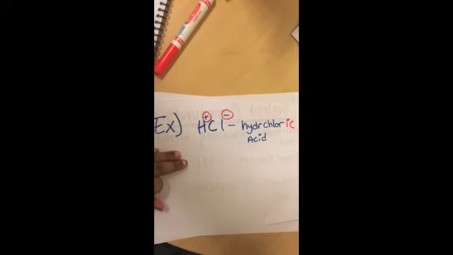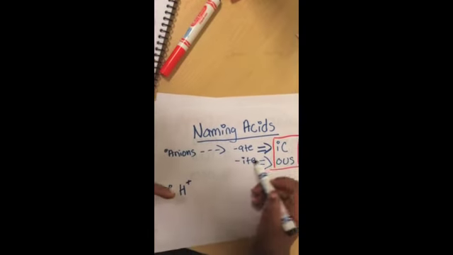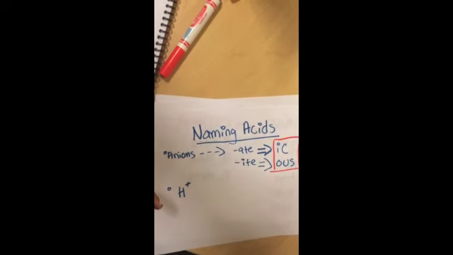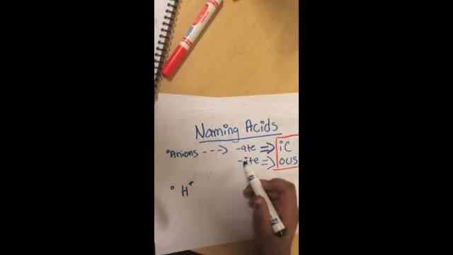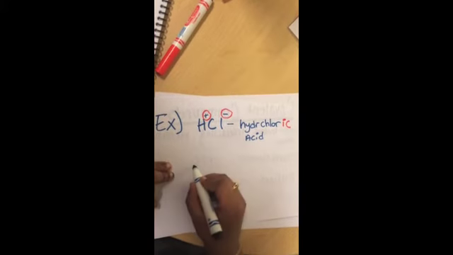Now, this is because of what we just talked about. Because we would think of it as chlorate, like we had in these other examples earlier, but instead of chlorate, we change it to chloric.